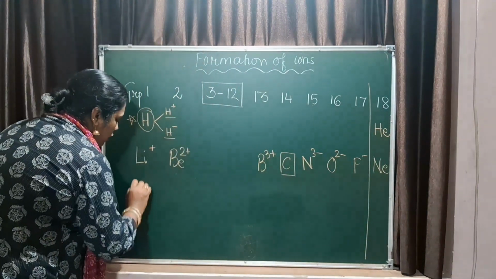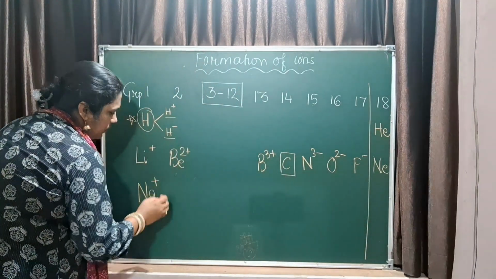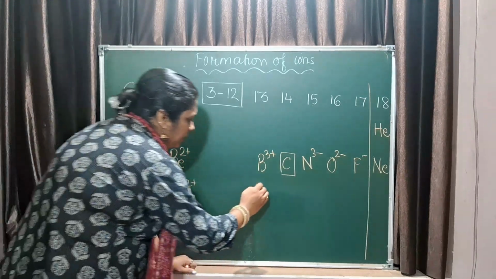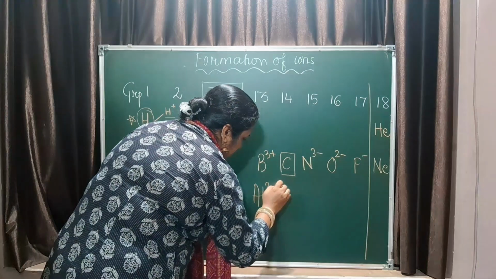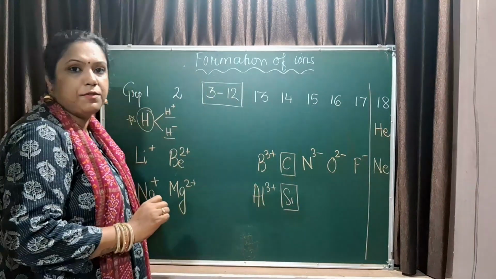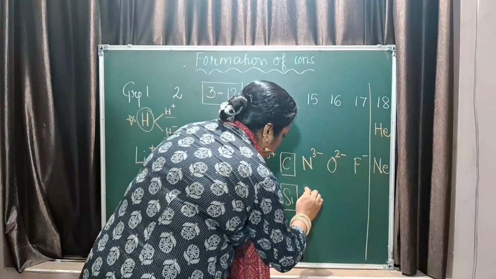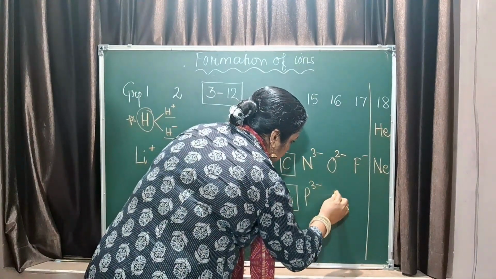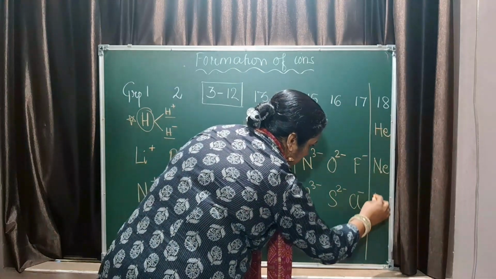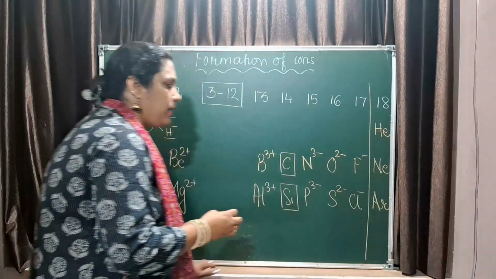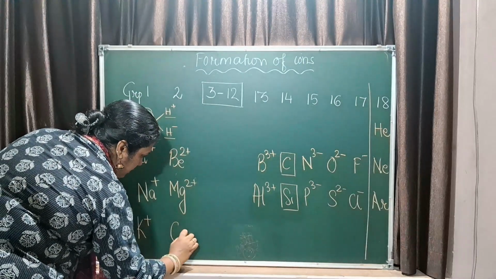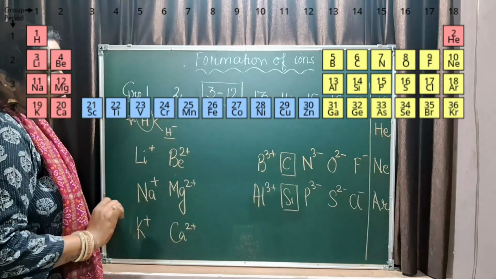After neon you have got sodium, again 1 plus, magnesium 2 plus, aluminium 3 plus, silicon with 4 electrons in the outermost orbit, which prefers sharing rather than ion formation, phosphorus 3 minus, sulfur 2 minus, chlorine minus, argon, a noble gas, does not form ions, potassium plus, calcium 2 plus. We have done this much today.